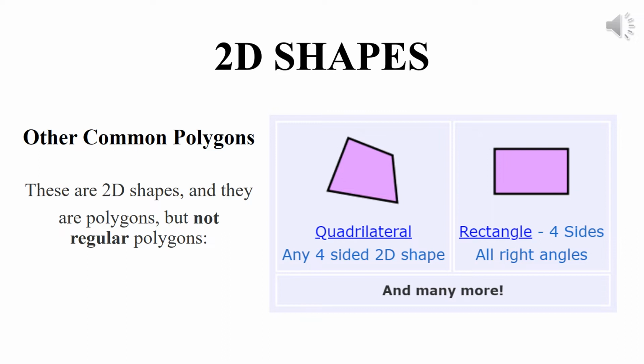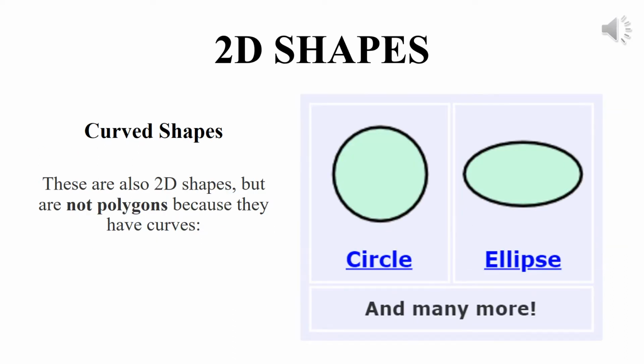Regular polygons. A polygon is a plane or 2D shape with straight sides. Other common polygons. These are 2D shapes and they are polygons, but not regular polygons, like quadrilateral, any four-sided 2D shape, rectangle has four sides, all right angles, and many more. Curved shapes. These are also 2D shapes but are not polygons because they have curves, like circle, ellipse, and many more.